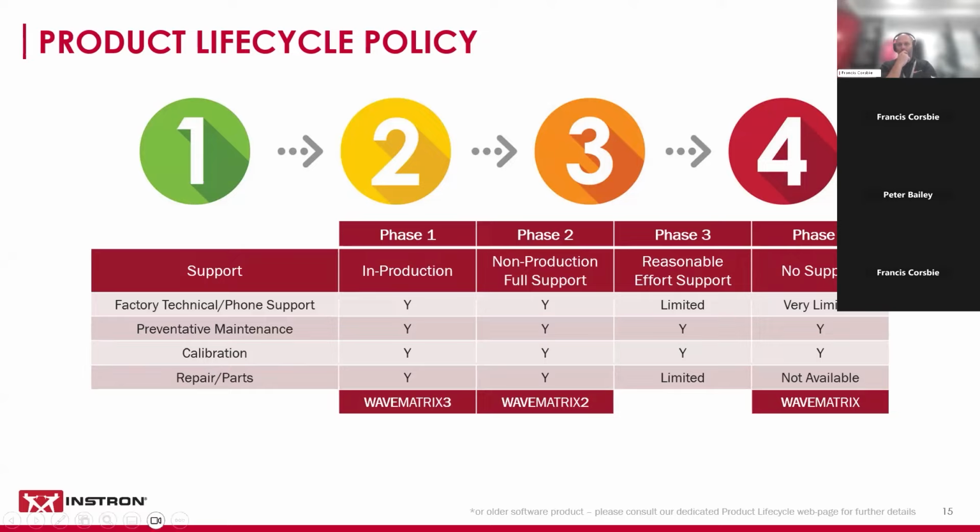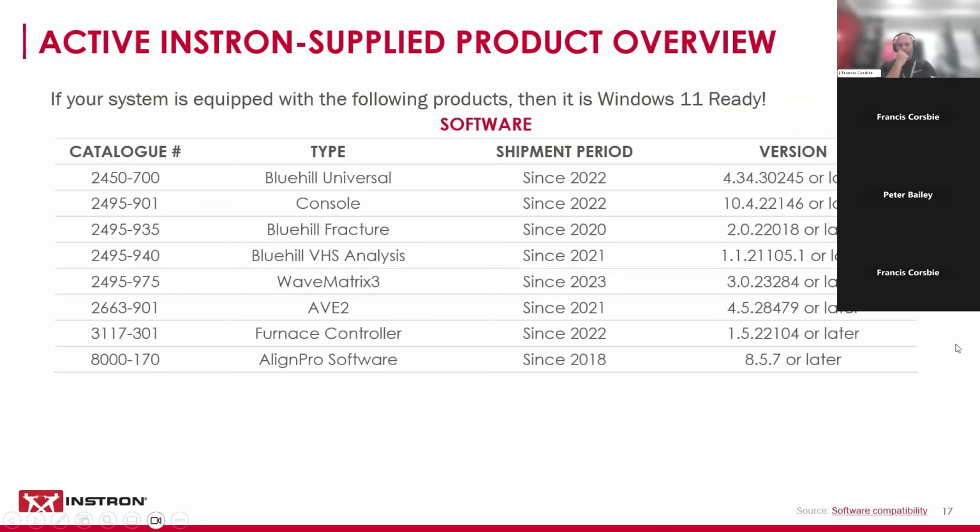So now the question is, what cycle are we in for our various pieces of software? On our screen, you can see here for software, these are the catalog numbers on the left and the descriptions on the right, and the versions of those pieces of software. For example, WaveMatrix 3 here, we started shipping in 2023, and we had the version number there. We'll talk a little bit more about version numbers later and where to find that information on your PC so you can double check whether or not your system is actually Windows 11 already.